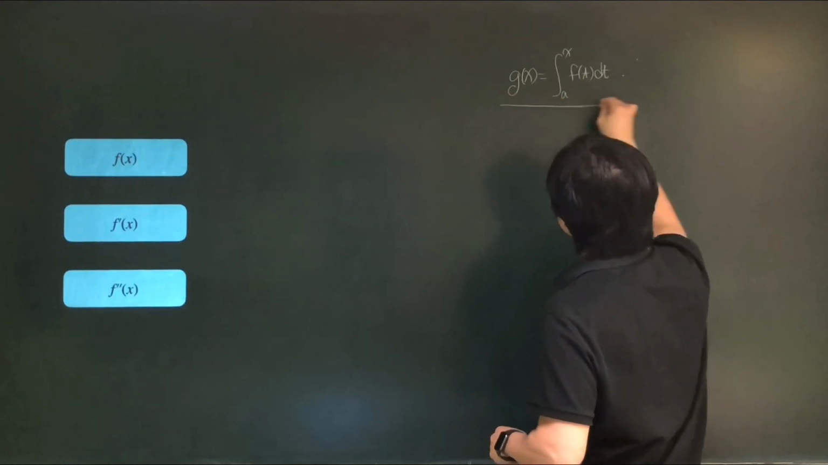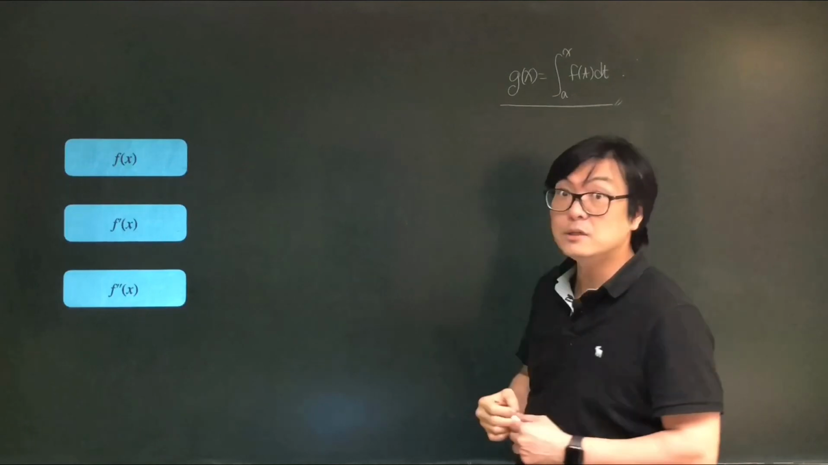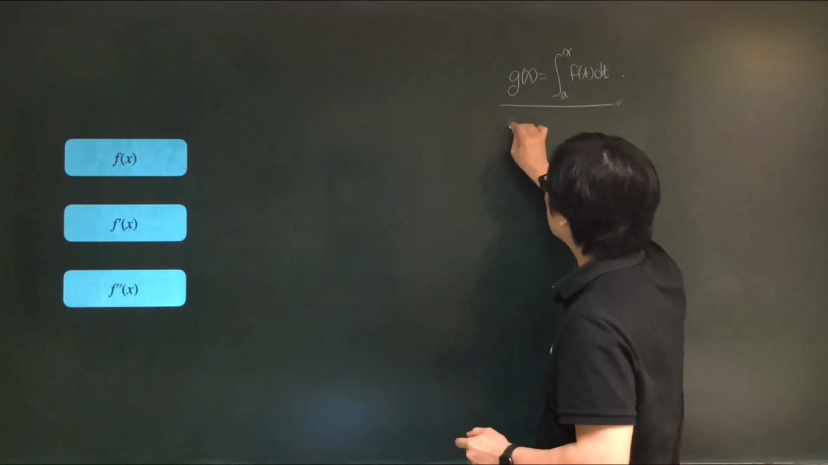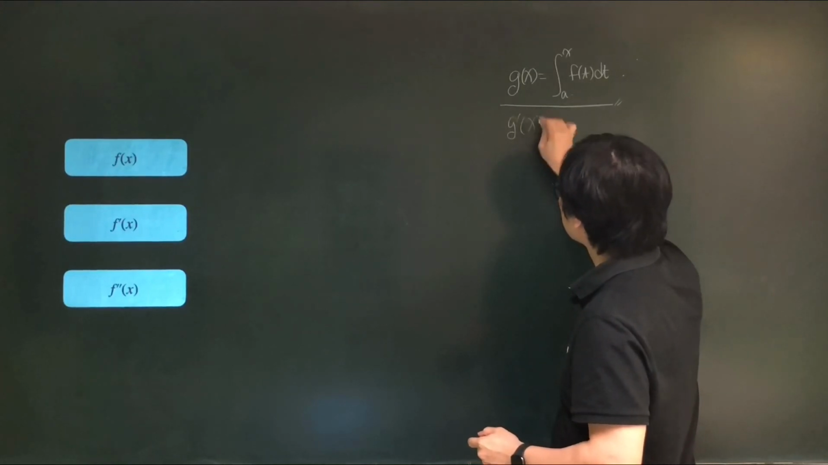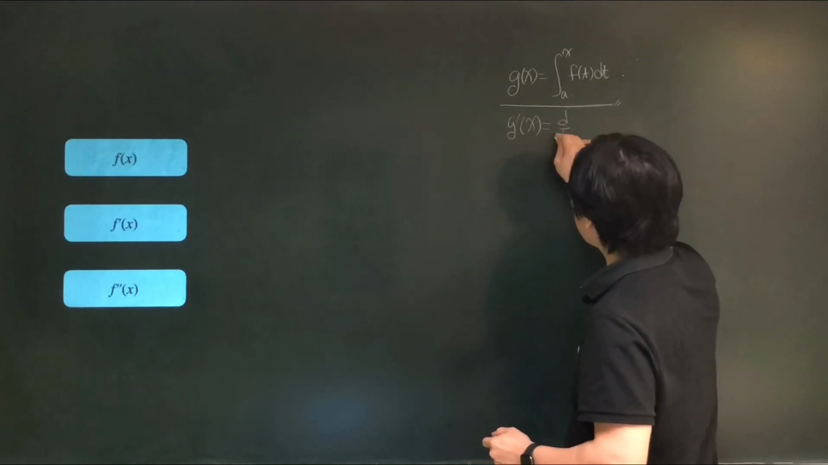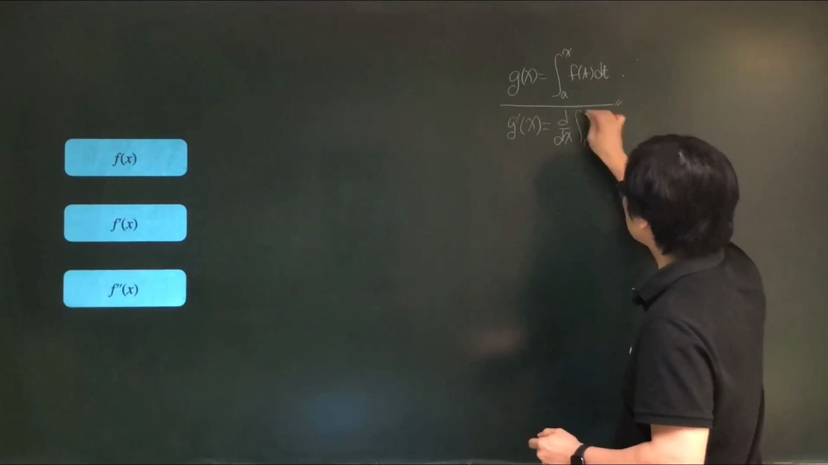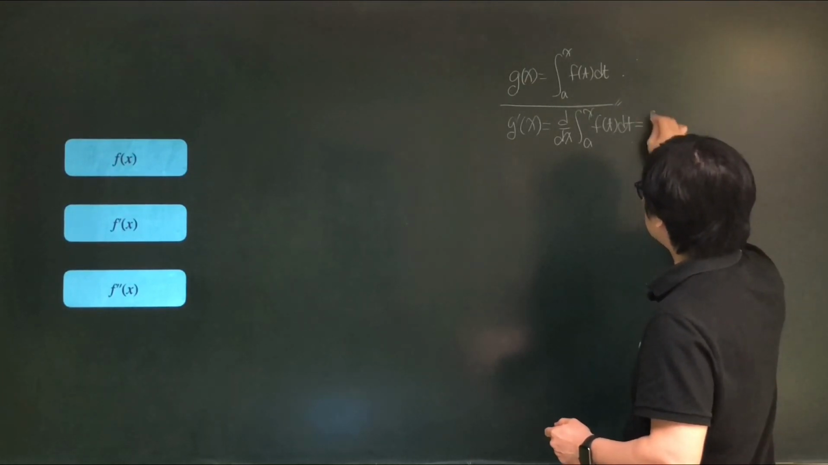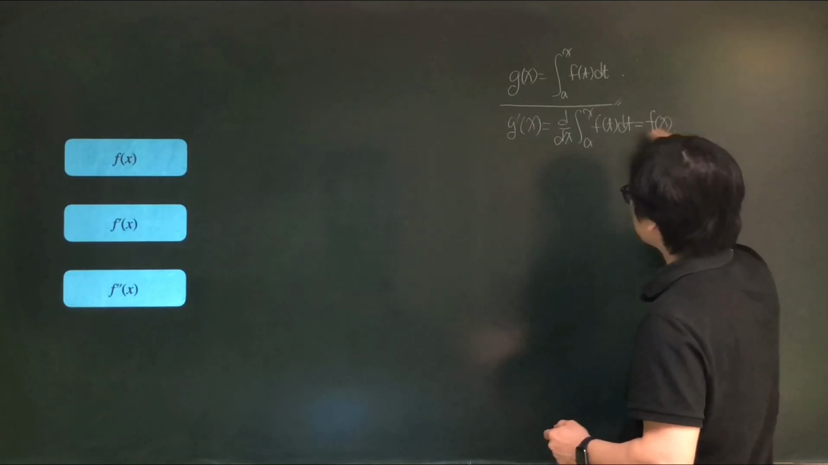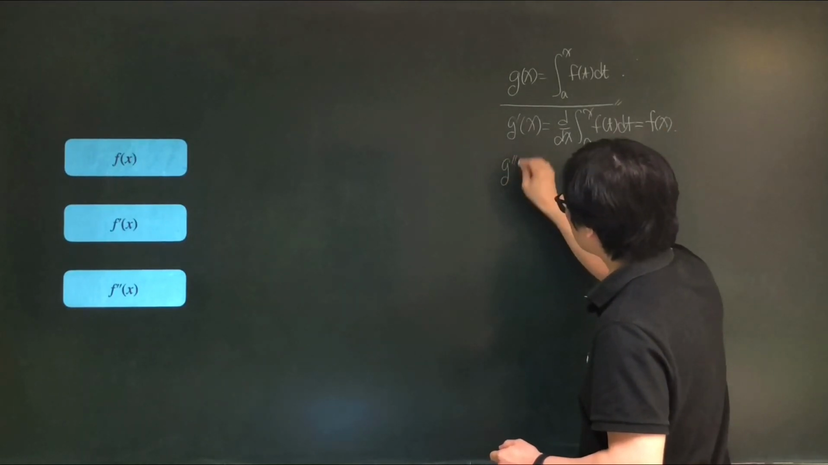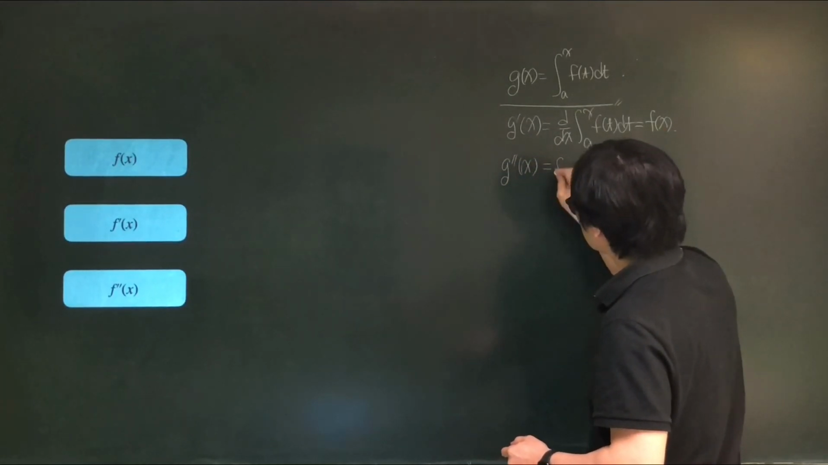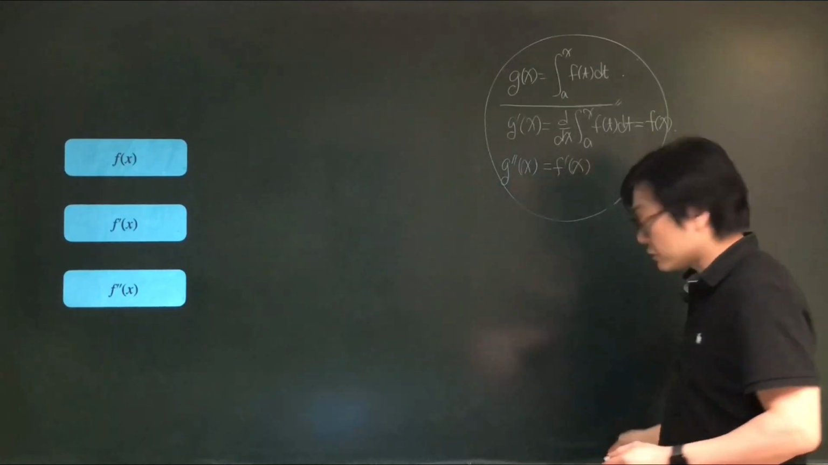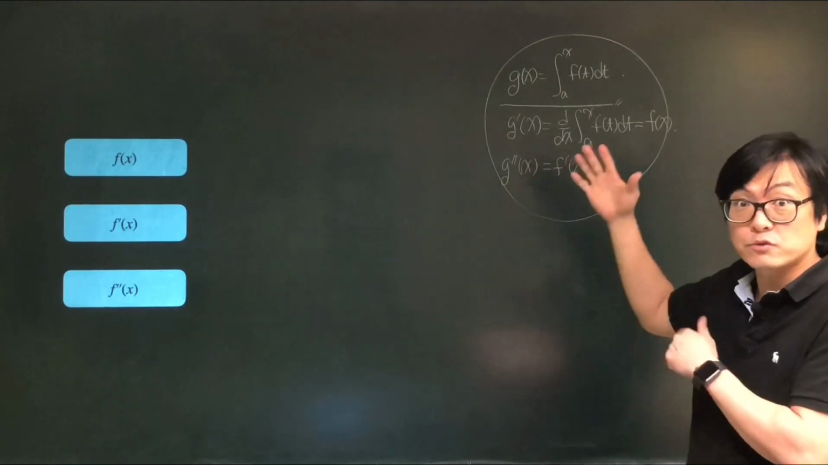If you have this kind of thing, then using the Fundamental Theorem of Calculus part 2, g prime x is d/dx of the integral from a to x of f of t dt, which is f of x. In the same way, g double prime x must be equal to f prime x. This is the important relation between f of x and g of x.